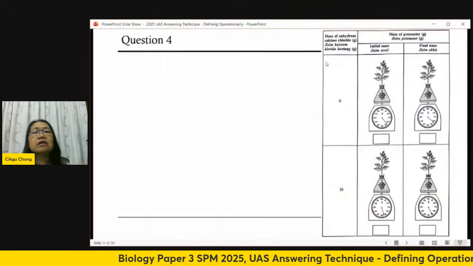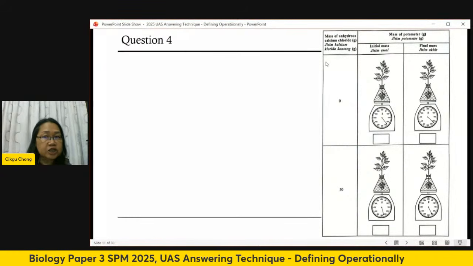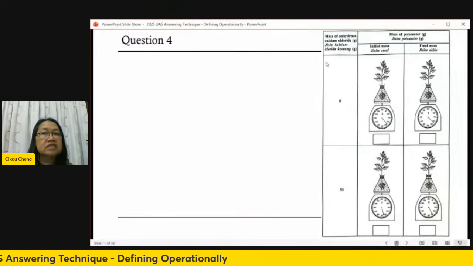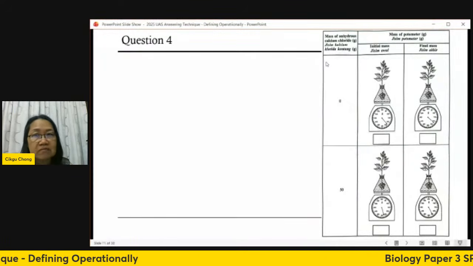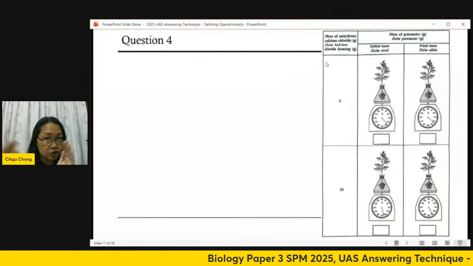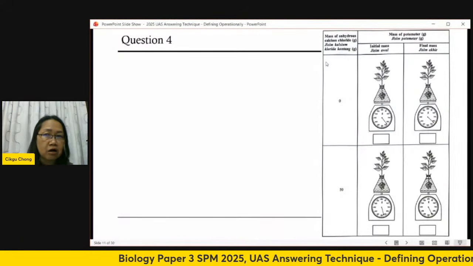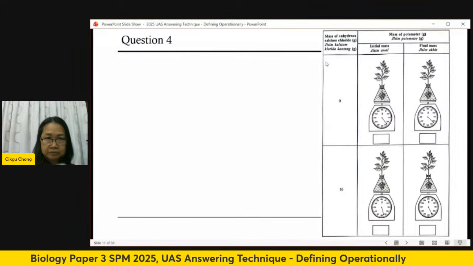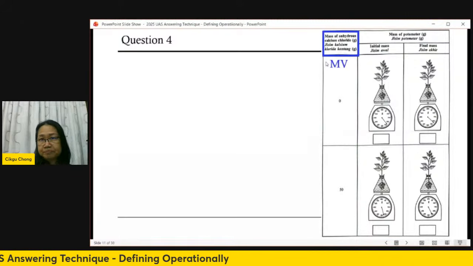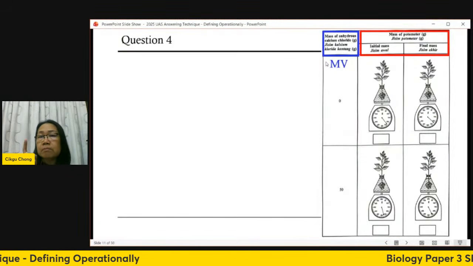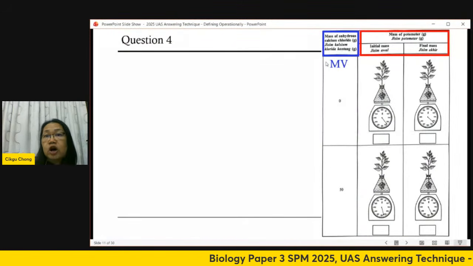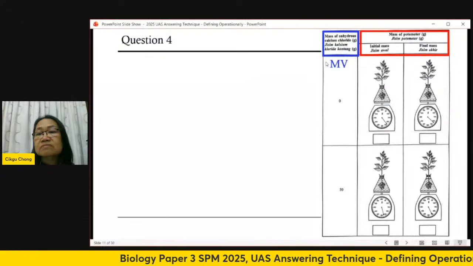And at the end of it, after 30 minutes, you measure your apparatus again to see how much water has evaporated. That means loss of water. The more water loss in a shorter time, that will be the rate of transpiration. Now this is your MV, and that is your RV, the change in the mass of water. You must subtract from the initial mass.